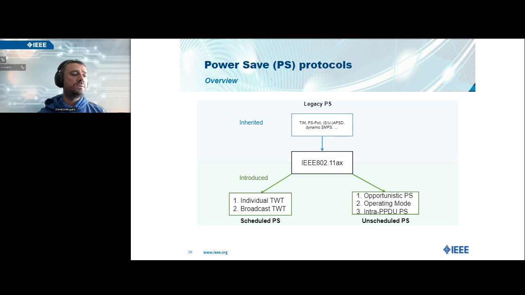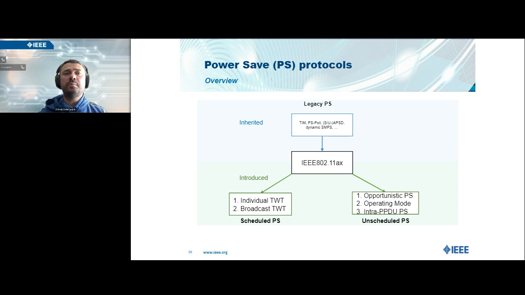So as is tradition, especially in major amendments, we always inherit as much as possible from baseline, so essentially legacy. So an 11ax device is on its own, an 11ac device, an 11n device, and so on, depending on the band of operation, of course. And then on top of that, we build improvements for that particular amendment.